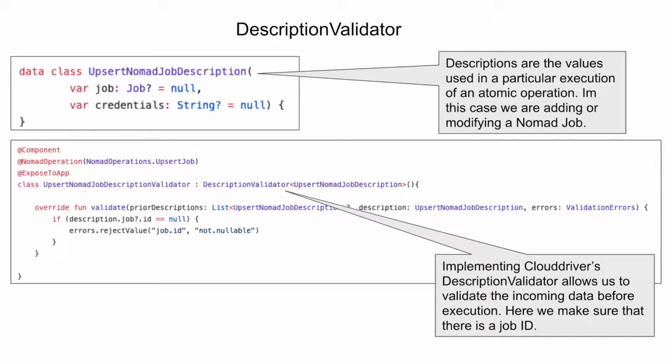First, let's talk about descriptions. This is just a basic Java class that lays out the values used in a particular execution of an atomic operation. Right here, we're just registering a new Nomad job. So we pass in the job and we'll also need the credentials to accomplish that. Beneath that, you can see our validator. The implementation of this simply makes sure that a job ID exists.